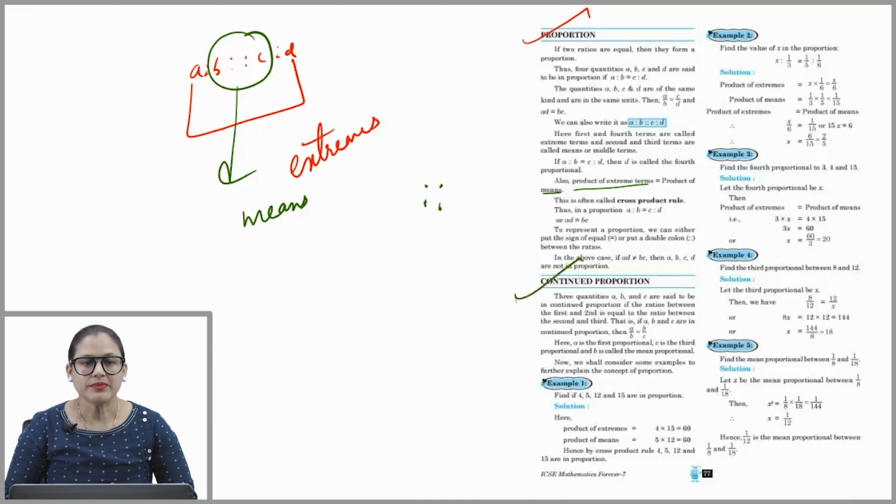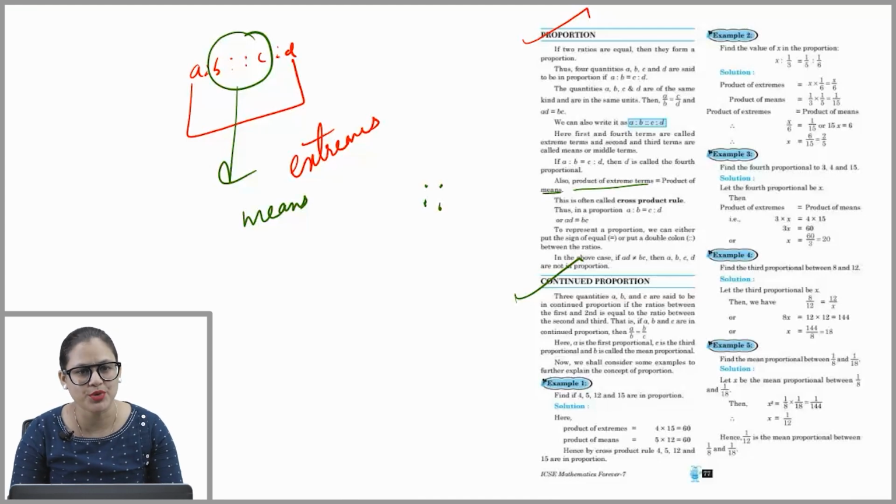Continued proportion. Three quantities A, B, C are said to be in continued proportion if the ratio between the first and second is equal to the ratio between the second and third. That is, if A, B and C are in continued proportion, then A by B is equal to B by C. Here A is the first proportional, C is the third proportional, and B is called the mean proportional. Now we shall consider some examples to further explain the concept of proportion.